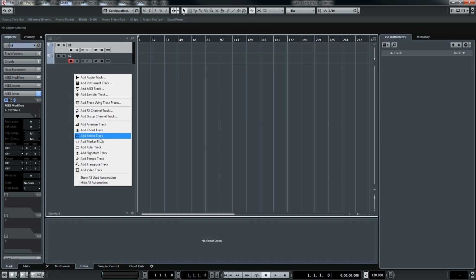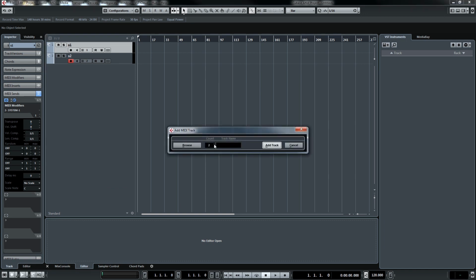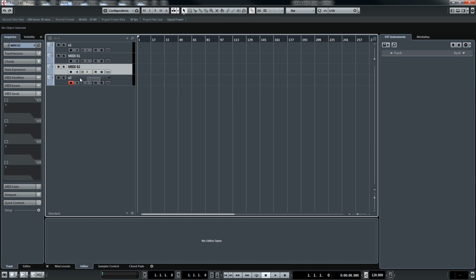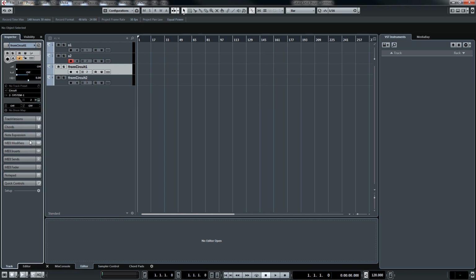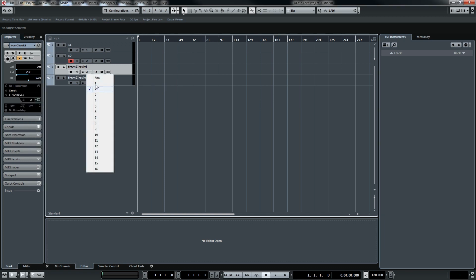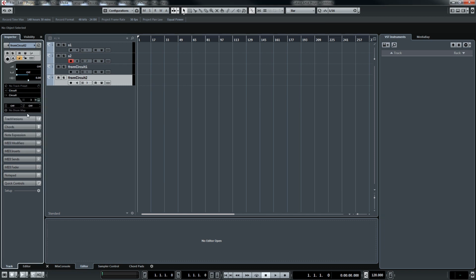So we need to add two more MIDI tracks. So let's put them here. We need to send the signal coming from the Circuit also to the hardware. So I'll call the tracks from Circuit one and from Circuit two. And what we're going to do is take the signal from the Circuit and send it to the System One, channel one, and take the signal from the Circuit to the System One, channel two.